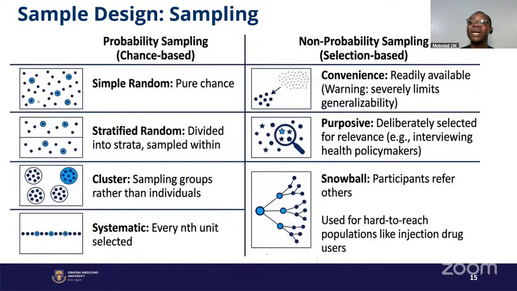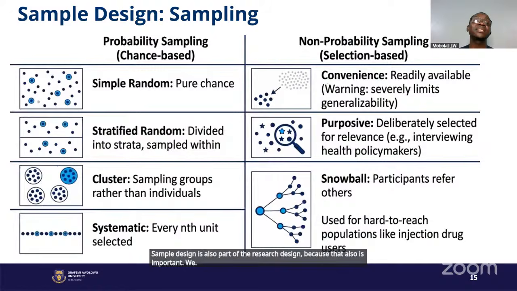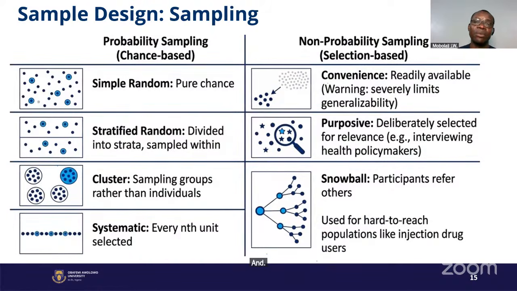Sample design is also part of the research design because that also is important. We need to define it, and most scientists are familiar with some of these designs. So, probability sampling design, and this is chance-based. And then we have the non-probability design that is selection-based. For the probability, you could use simple random, just pure chance. You could use stratified. You divide the study population into strata, and then you sample from each stratum.